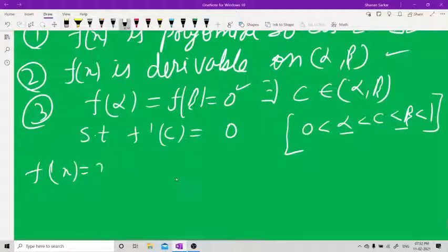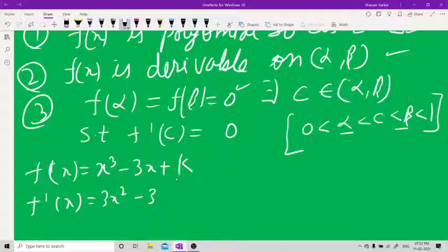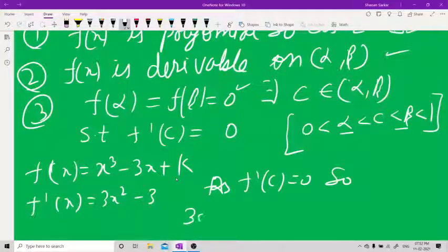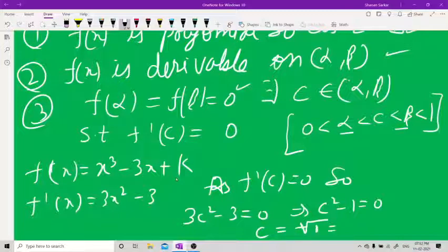f(x) is x cube minus 3x plus k. So f dash(x) is 3x square minus 3, and f dash(c) is 0. So 3c square minus 3 is 0, which implies c square minus 1 is 0. c is plus or minus the square root of 1, so c is plus or minus 1.